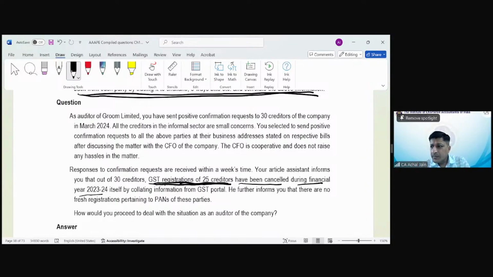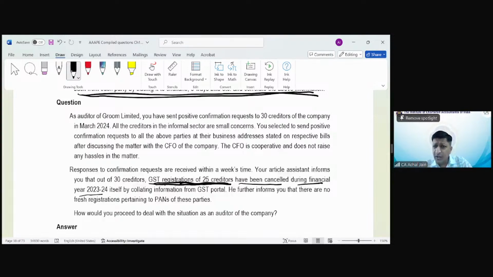I think since both parties have not responded, and also the GST registration of about 25 creditors has been cancelled, I would see there is some fraud involved, because there might be false outstanding, or false purchases. I feel that management override of controls exists as far as the financial statements are concerned, I believe.